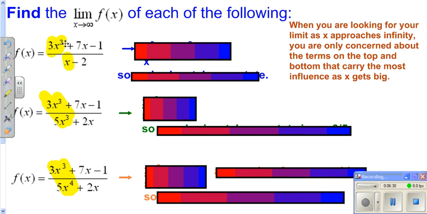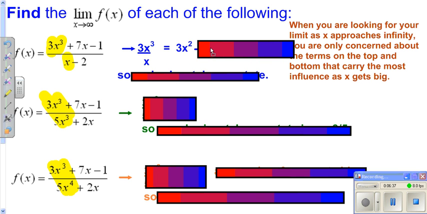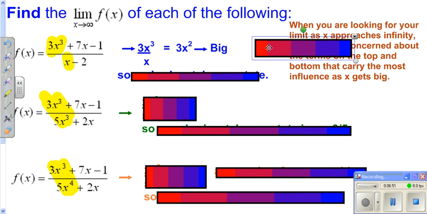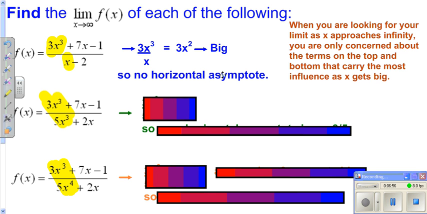Well, if we look only at what's highlighted here, that's a 3x cubed over an x. But then that reduces down to just a 3x squared. And we're looking at what happens as x gets really, really big. Well, if you put in a really big number and square it and times it by 3, and you keep putting in bigger and bigger numbers, it goes off to something really big. So we would say, in other words, there is no horizontal asymptote because as you go to the right, it goes up forever, approaching positive infinity.